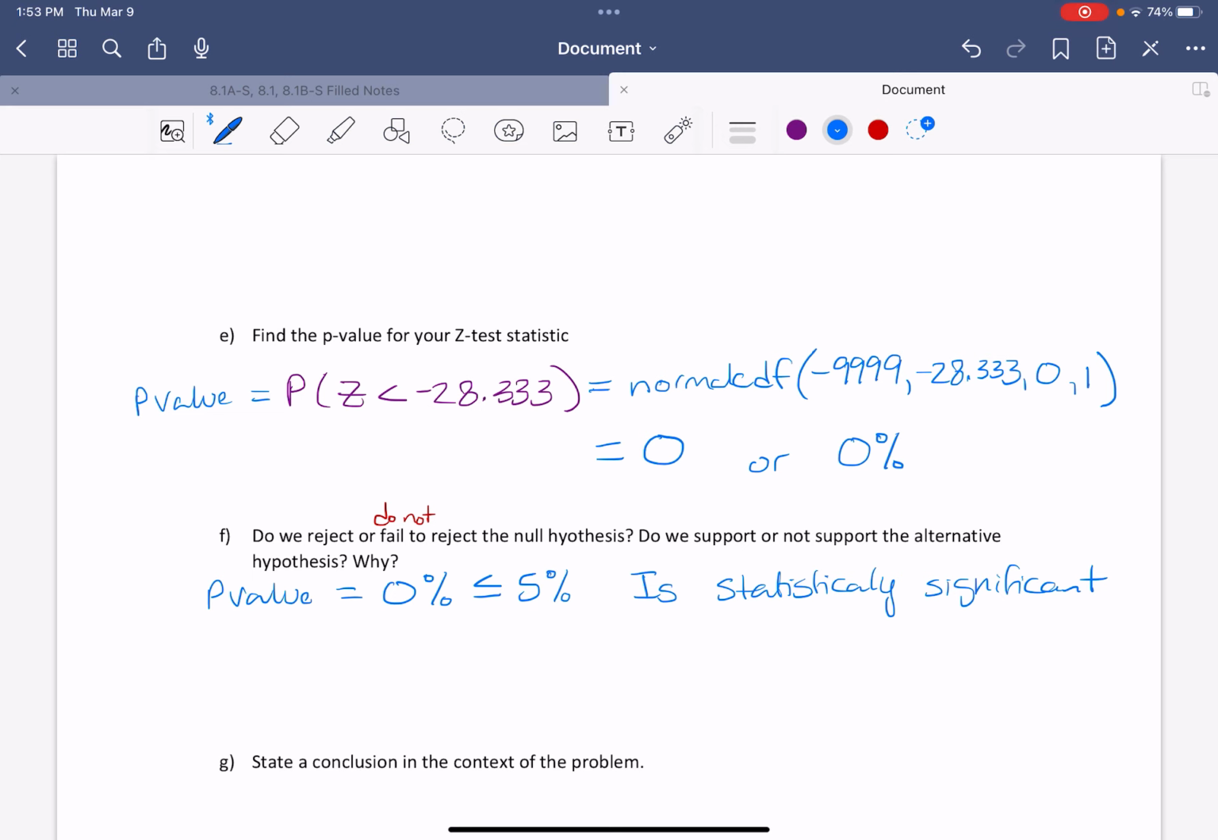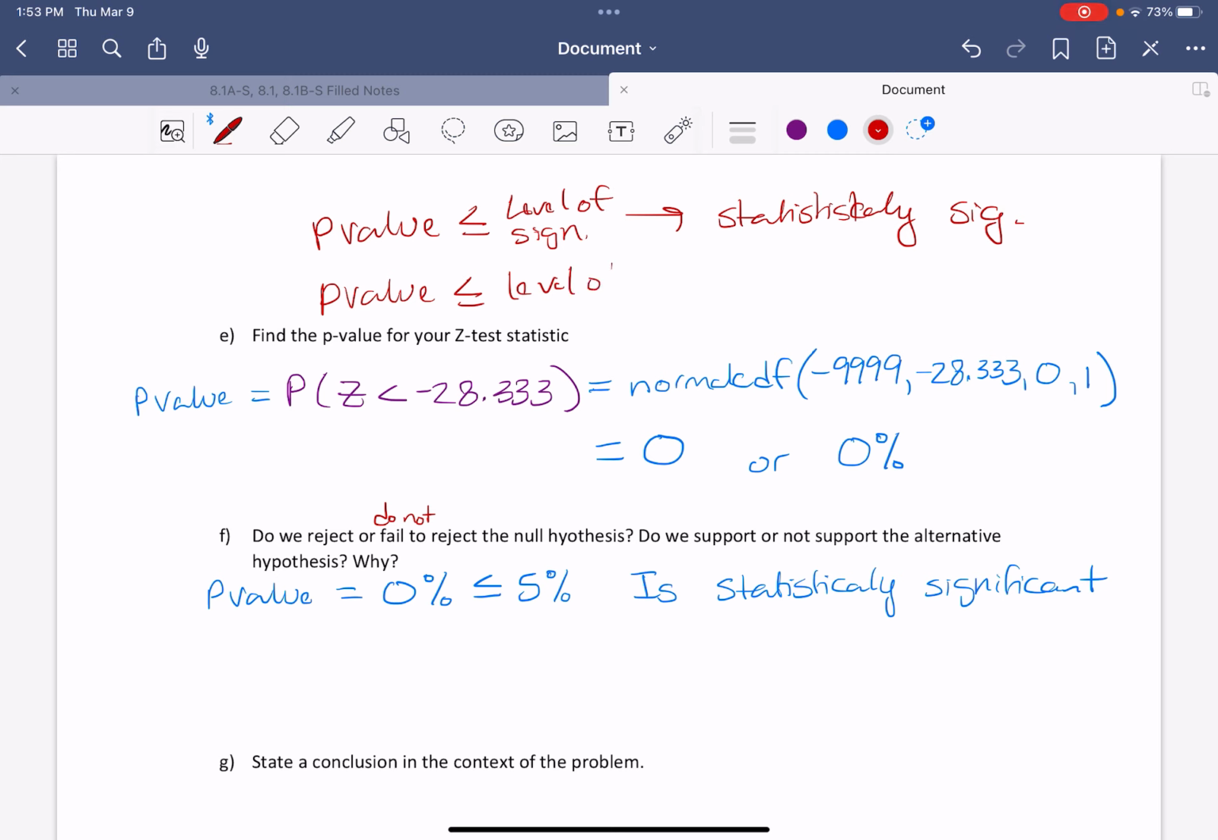Anytime your p-value is less than or equal to your level of significance, then we say it's statistically significant. If your p-value is not less than or equal to your level of significance, then we say it's not statistically significant.